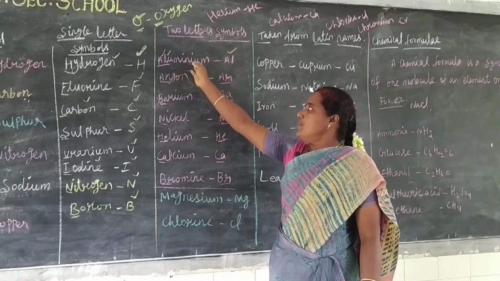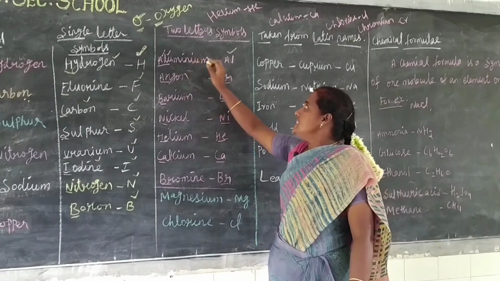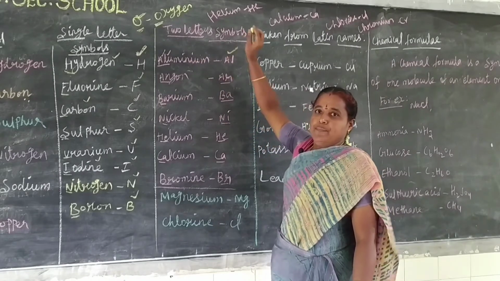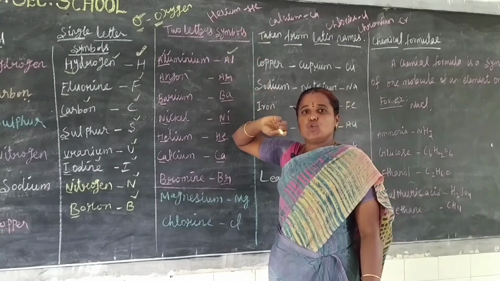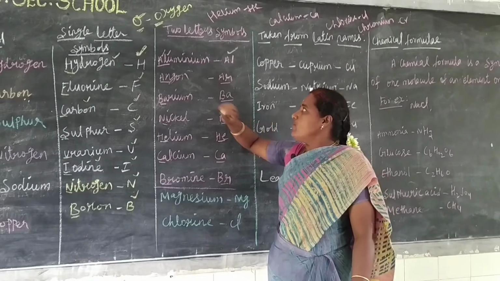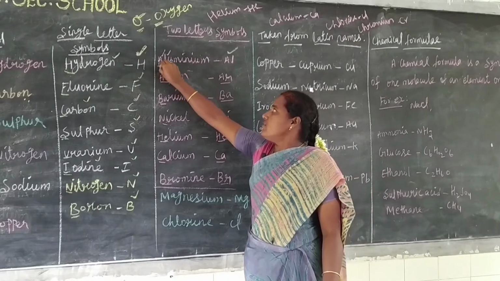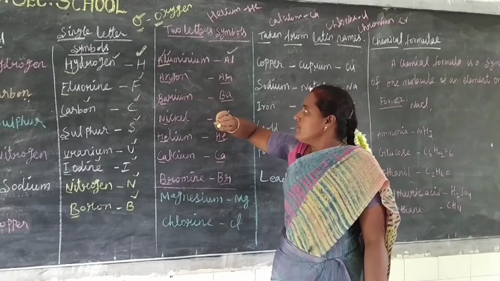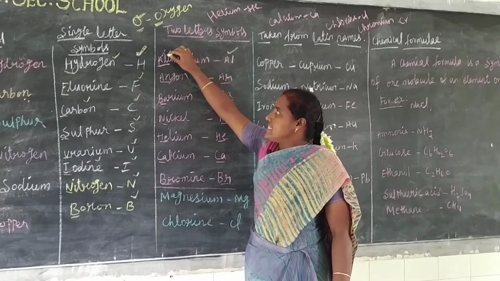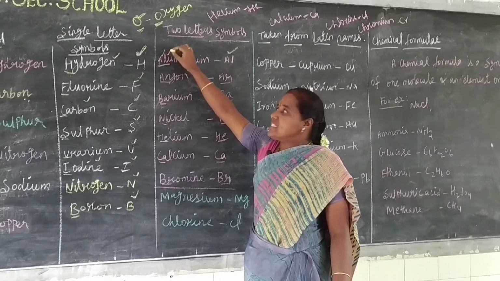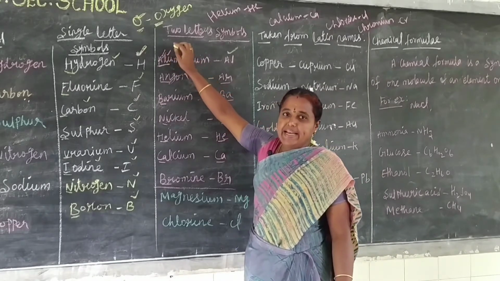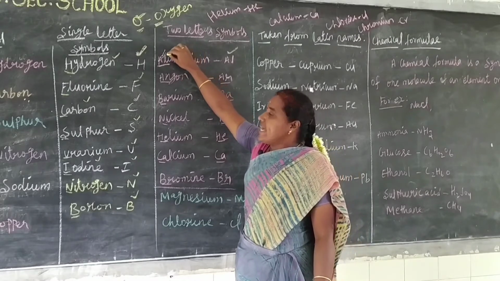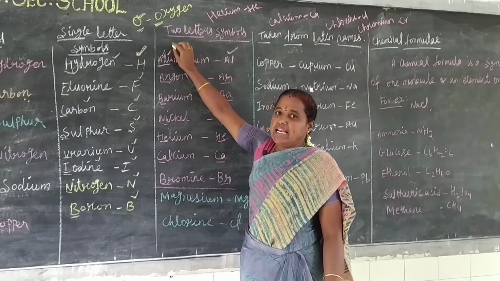First one is aluminium. The symbol for aluminium is Al, which is the first two letters of the word aluminium. The first letter is taken as a capital letter. The second letter is taken as a small letter, small l.